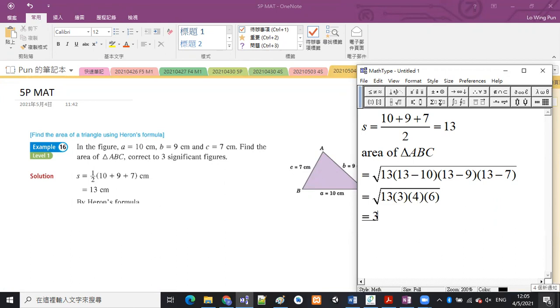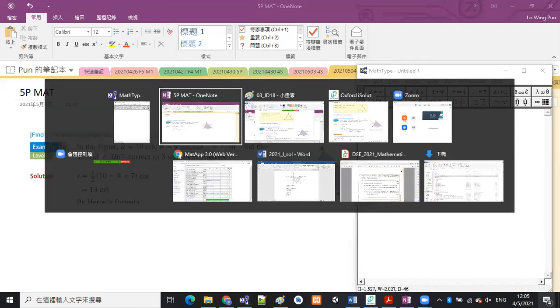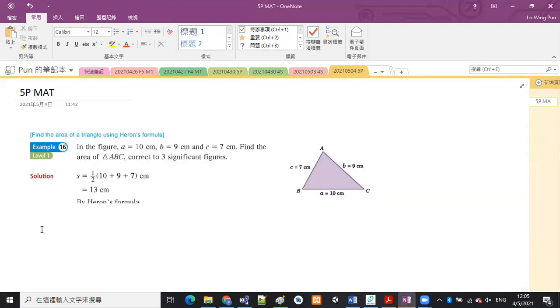It's equal to 30.6, and the unit is cm square. Okay, this is correct to 3 significant figures. It's okay.